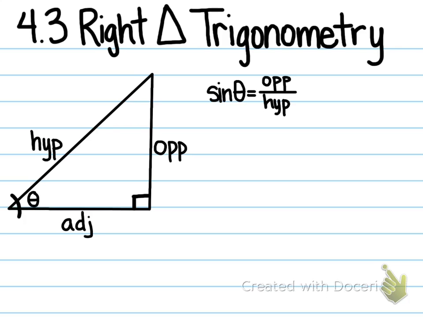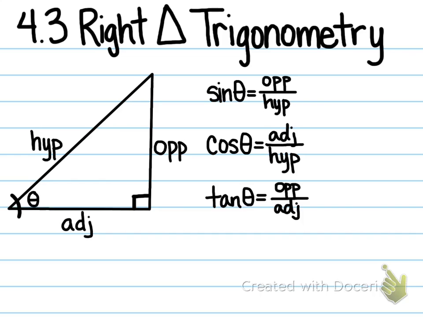So we're going to start with the sine of the angle is always equal to the opposite over the hypotenuse. Cosine is always equal to adjacent over the hypotenuse. And the tangent is always equal to the opposite over the adjacent.